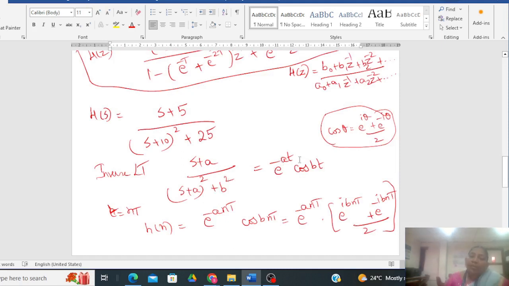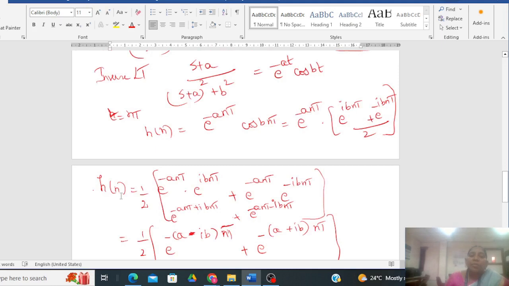Then we will be doing the sampling process, t equal to nT. Then we will be expanding the cos bnT. You know that cos theta equal to e power j theta plus e power minus j theta divided by 2. Like that, when you expand the cos term, you will be getting e power j b nT plus e power minus j b nT divided by 2. So now the equation is h of n equal to 1 by 2 of e power minus a nT. 1 by 2 we will be taking outside: e power minus a nT into e power j b nT plus e power minus a nT into e power minus j b nT, like this.